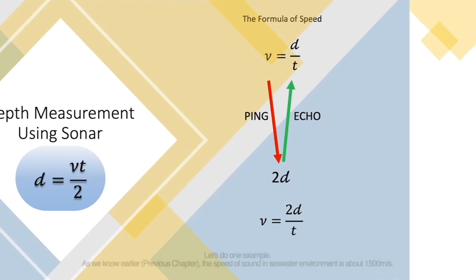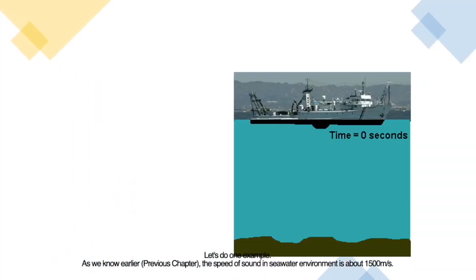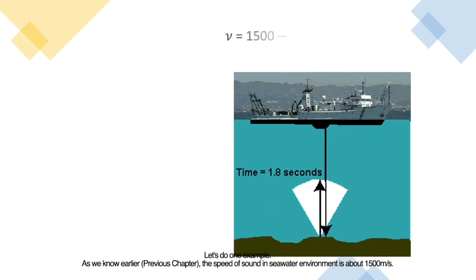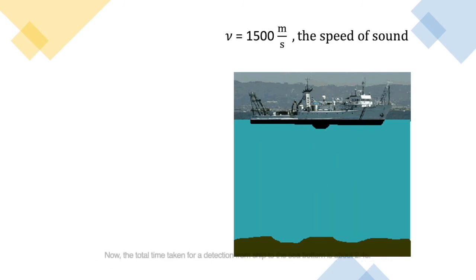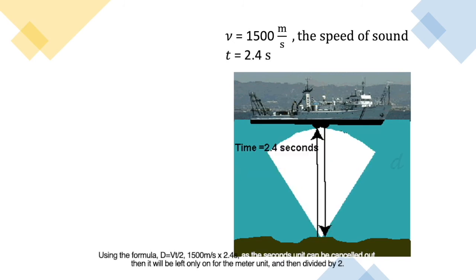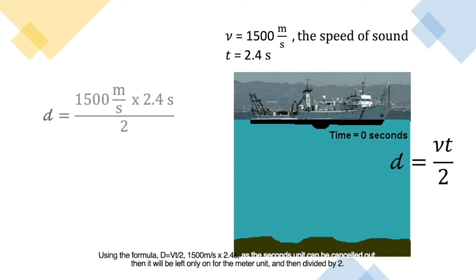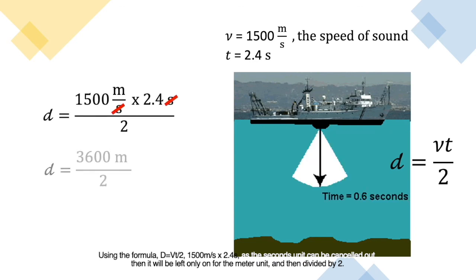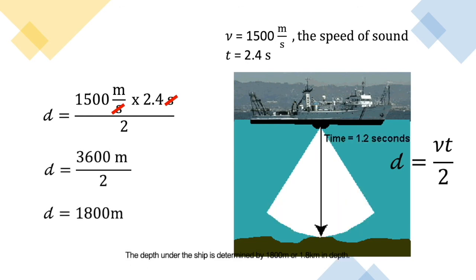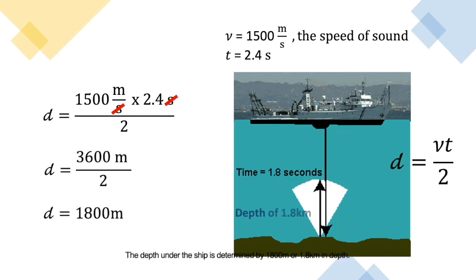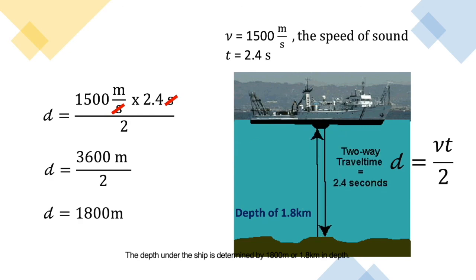Let's do one example. As we know earlier, the speed of sound in a seawater environment is about 1500 meters per second. Now, the total time taken for a detection from the ship to the sea bottom is about 2.4 seconds. Using the formula d equal to vt over 2, 1500 meters per second times 2.4 seconds. As the seconds unit can be cancelled out, it will be left only with the meter unit, and then divided by 2. The depth under the ship is determined to be 1800 meters or 1.8 kilometers in depth.